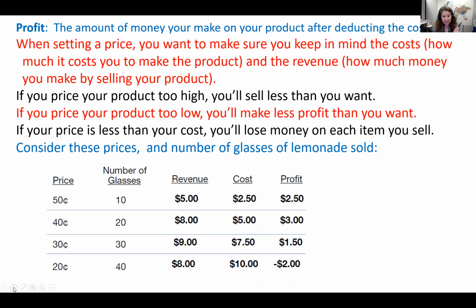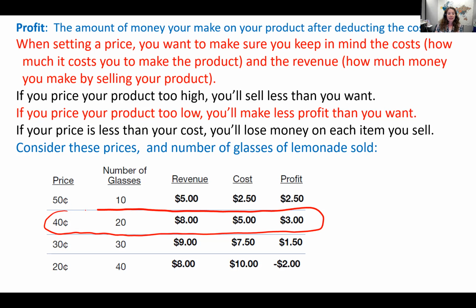So they made $8 revenue. 40 cups times 20 cents is $8. However, look at this. It cost them $10 to make those 40 cups, and they actually lost money by selling those 40 cups of lemonade because their price was way too low. So 40 cents a cup benefited them the most. They made the most profit when they sold their lemonade for 40 cents each.